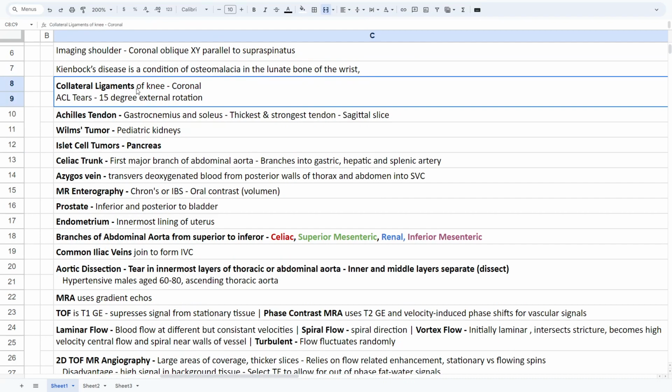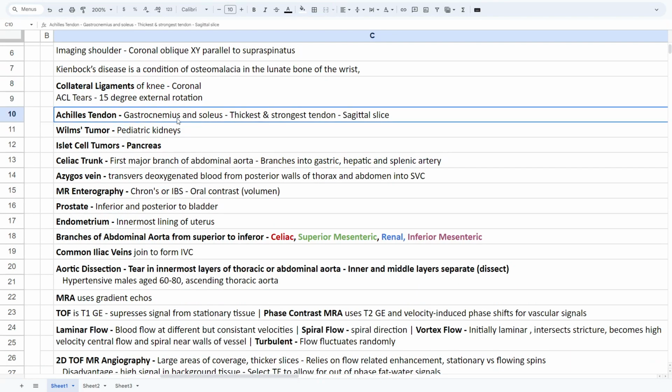The collateral ligaments of the knee are seen on the coronal. To see ACL tears, you need 15 degrees external rotation. The Achilles tendon joins the gastrocnemius and soleus. It's the thickest and strongest tendon, seen on the sagittal slice.